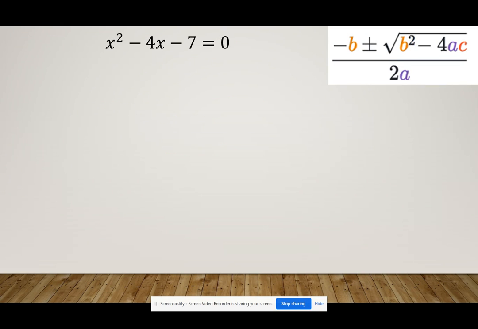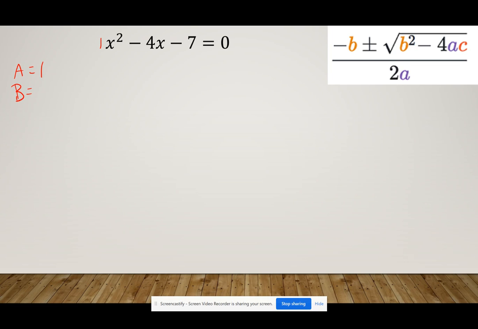Okay, so now that I have it in the right format, we need to determine what is A, what is B, and what is C. So I'm going to make a list here. All right, so remember, A is always the number in front of my x squared. Well, technically, there's an imaginary 1 there, so A is equal to 1.